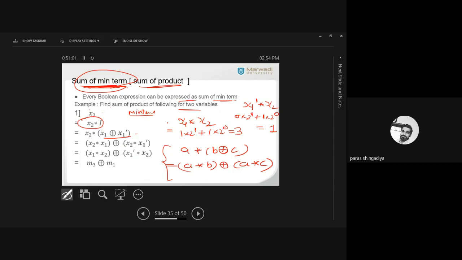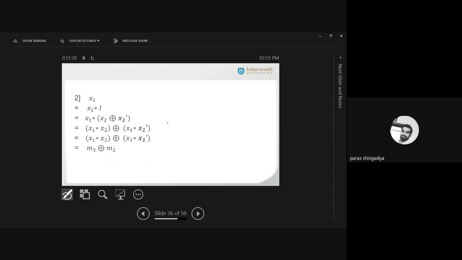So is there any confusion to anyone? Yes, is there any doubt? Okay, now let's check the second example. That is x1 is given here. Okay, first variable is given. So which one is missing? For two variables, x2 is missing. Okay, so create x2 now.